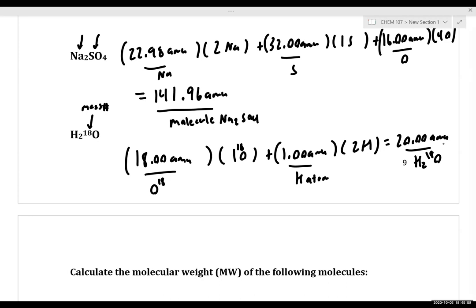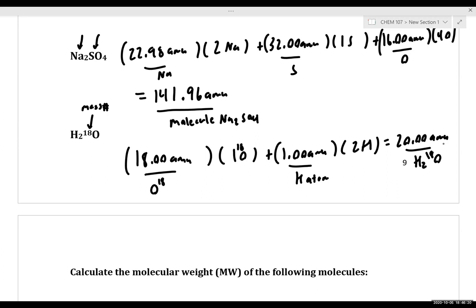Does this make sense to everyone? So the 18 goes in front of the oxygen? Yes, and that's denoting that we're dealing with the O18 isotope. Okay. Does that make sense? Yes. Perfect.